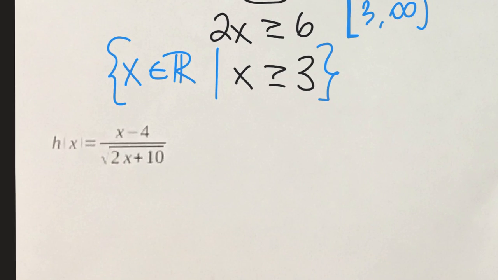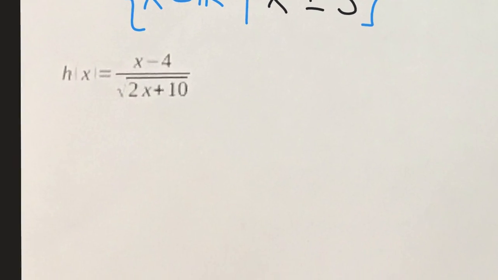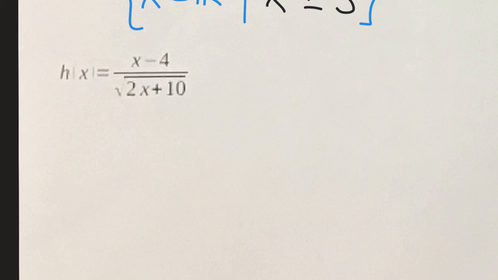Now our last example here combines both of our two rules. Not only is it a square root function, but it's also in the denominator. So we have to take both of our restrictions and apply them equally. What is the restriction for a radical? For a square root, it has to be greater than or equal to 0.